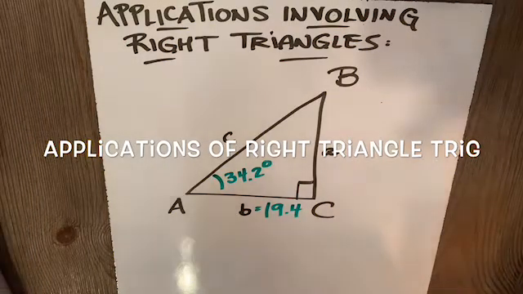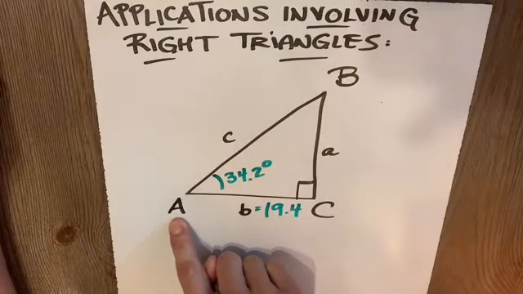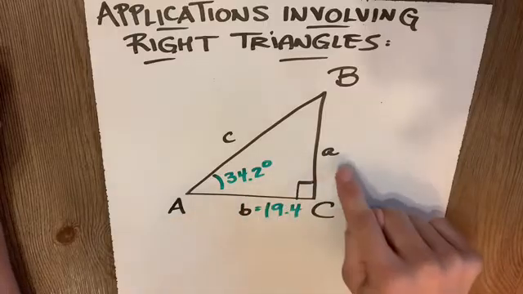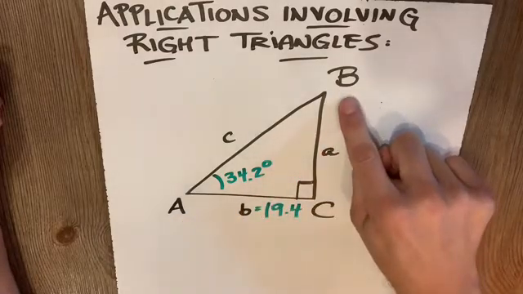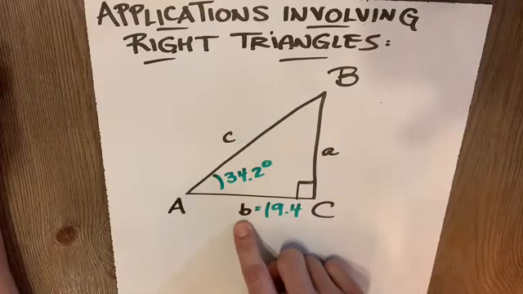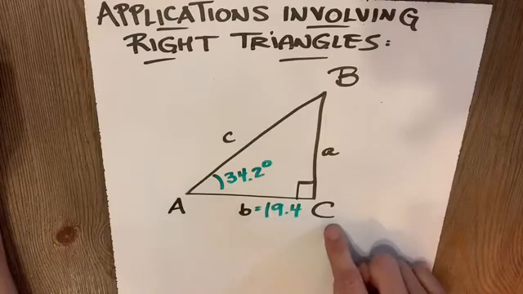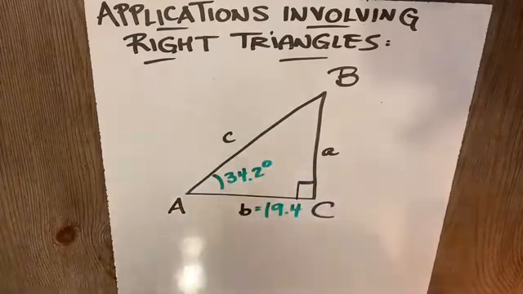Applications involving right triangles. Notice in this right triangle, angle A is capital A. Across from angle A is side a. Angle B is capital B. Across from, or opposite, angle B is side b, that's small letter b. And capital C is the right angle, and its opposite side, the hypotenuse, is small c.